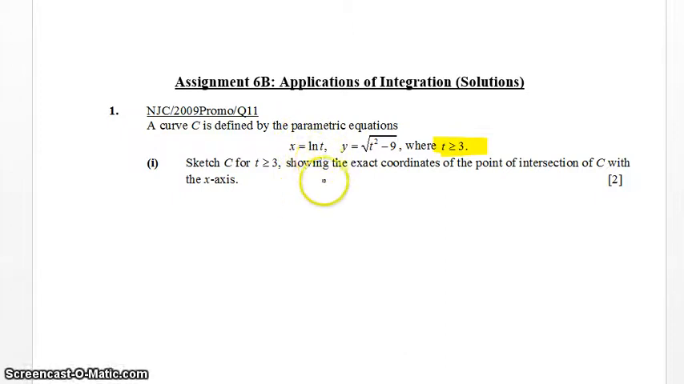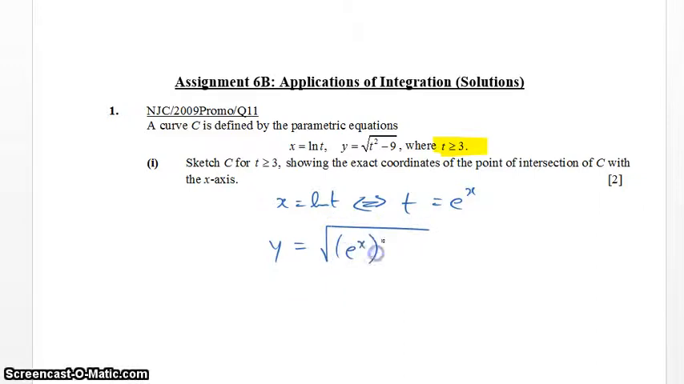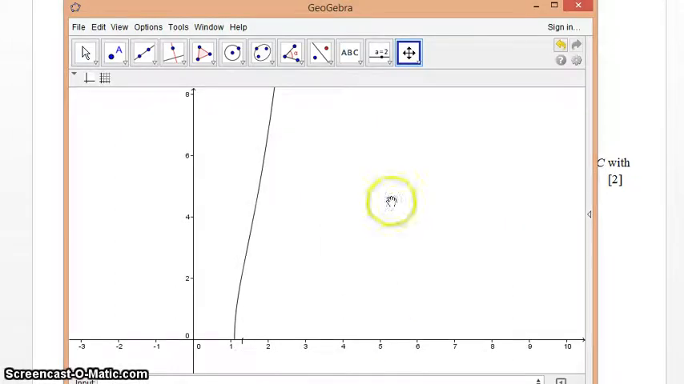We can make t the subject of this equation, so x equals ln t. That means that t is equal to e to the power of x. That means that y is equal to the square root of (e to the x) squared minus 9, or y is equal to the square root of e to the 2x minus 9. And we are perfectly able to sketch this graph. So I'm going to show it to you now on GeoGebra. This is what it looks like.